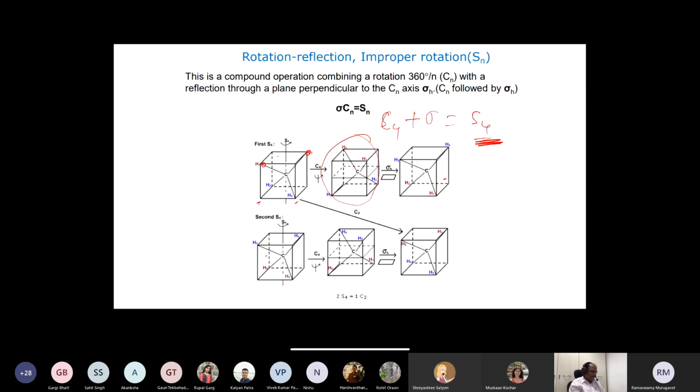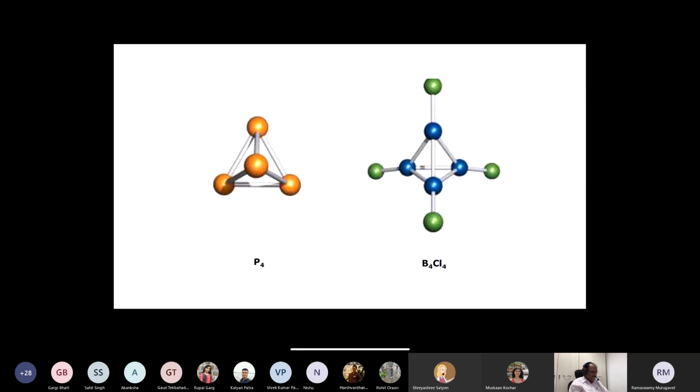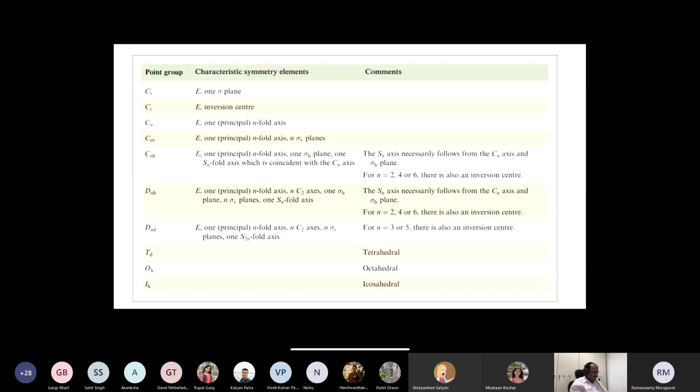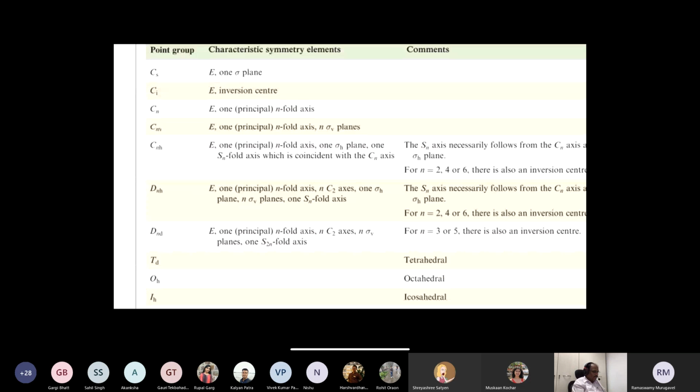So I have now explained all of the symmetry elements. Adding up these elements will give you the point groups. If I have only one sigma plane and nothing else in the molecule, that has Cs symmetry, the least symmetry. If it has only one inversion center and nothing else, it is called Ci.